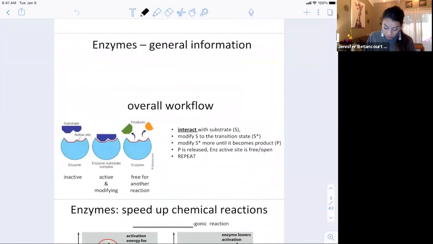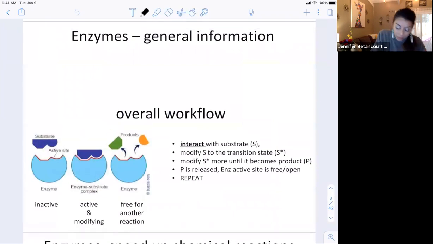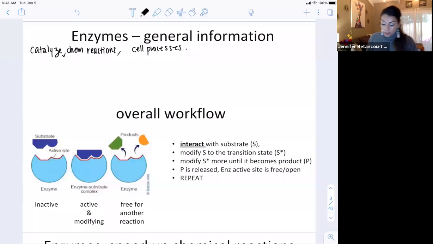Okay, so there are your lecture objectives. In general, we all know what enzymes do. They catalyze chemical reactions. Now I'm going to ask you to try really, really hard to remember that we're inside of a cell. So they don't just catalyze chemical reactions. In this class, we're going to talk about them as catalyzing the chemical reactions of cell processes. And when you say catalyze, we're basically saying speed up.